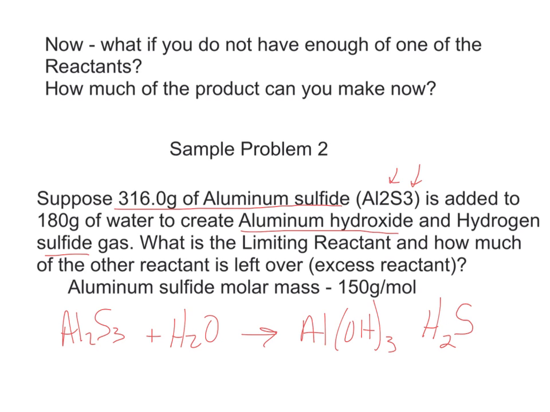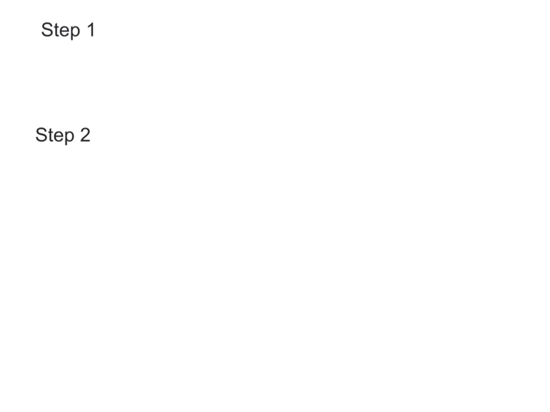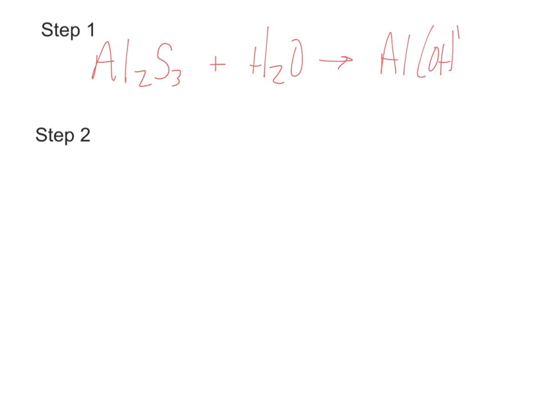So let's go to the next page and see if we can start doing some calculations. So, our formula, we had aluminum sulfide, Al2S3, plus water is going to create aluminum hydroxide, 3 of those, plus hydrogen sulfide, and it's actually hydrogen sulfide gas.